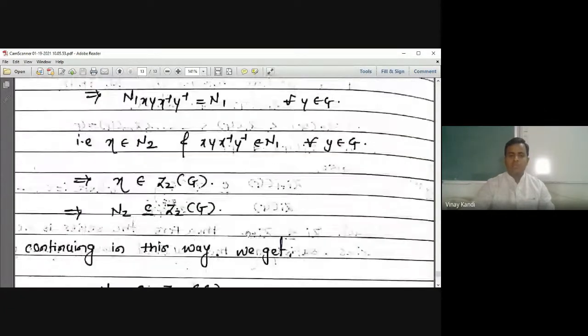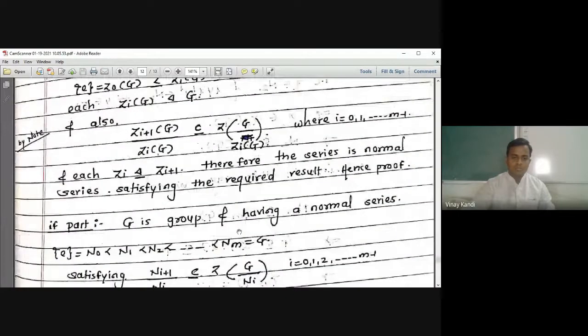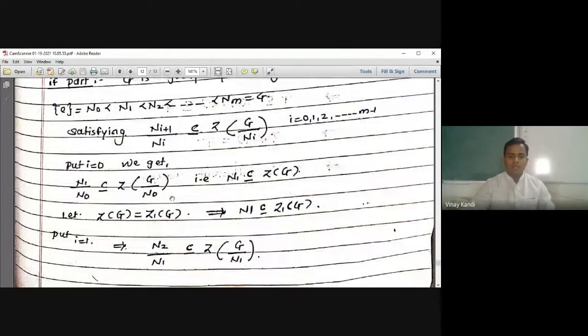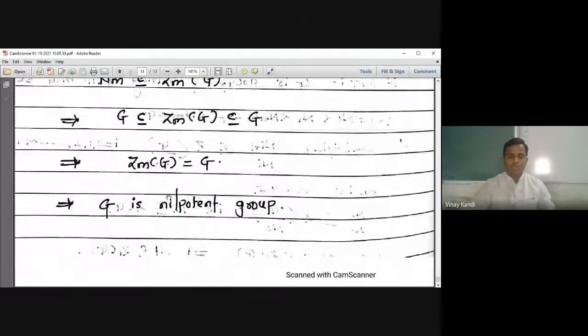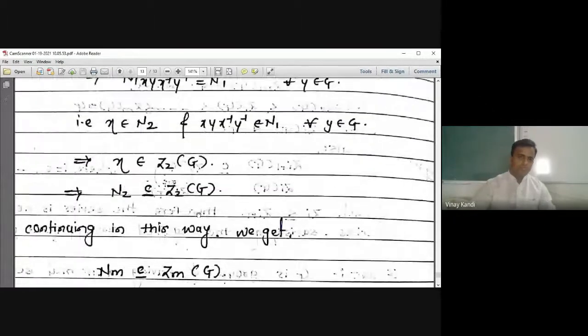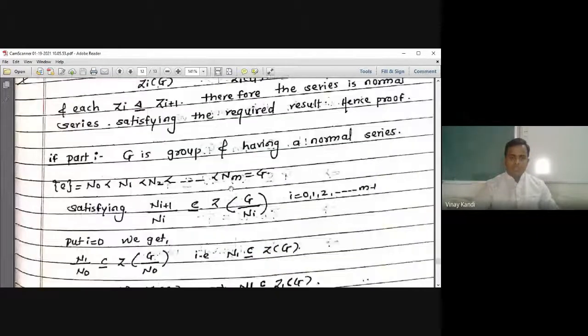Assuming this one, we proved G is the nilpotent group, if G is the group having a normal series with such property. This one we proved, that G is the nilpotent group. Okay, any doubt up to here? Any doubt? No, sir. If you have any doubt, please ask me.